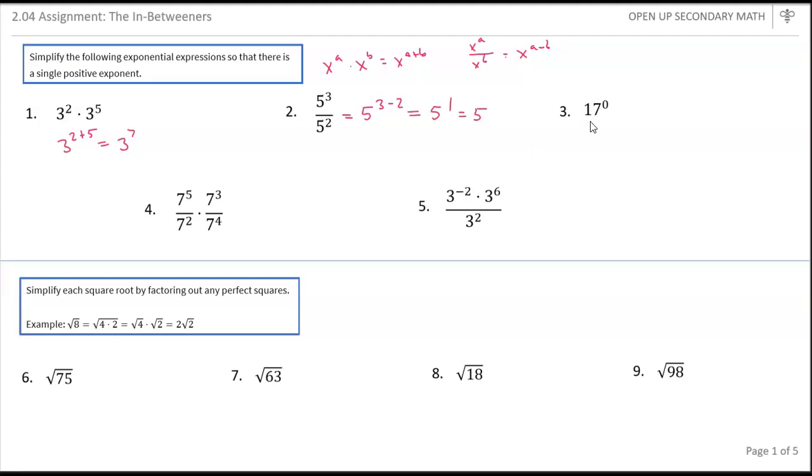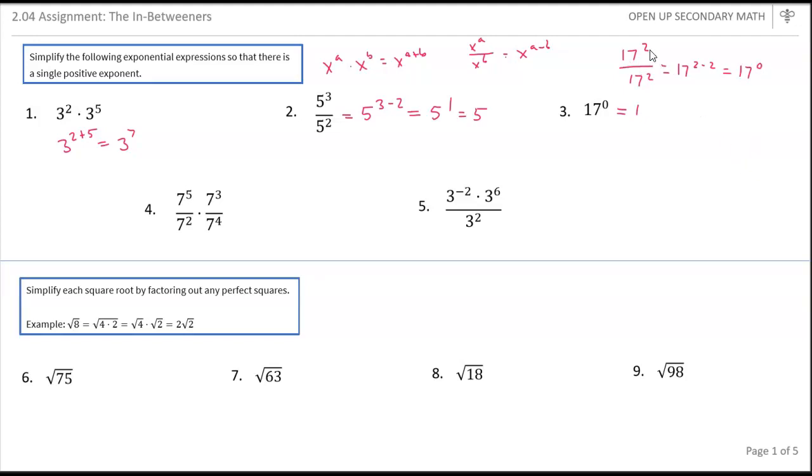Now 17 to 0, this was a special case we talked about before. Anything to the 0 is 1. And sometimes it can be hard to remember that, but let me show you an argument for why this might be the case. If we use this rule right here, our division rule, and I say 17 squared over 17 squared. Well, by this rule, we're going to say the exponents subtract, so we're going to do 2 minus 2. This will be 17 to the 2 minus 2. And then 2 minus 2 is 0, right? So this will be 17 to the 0.